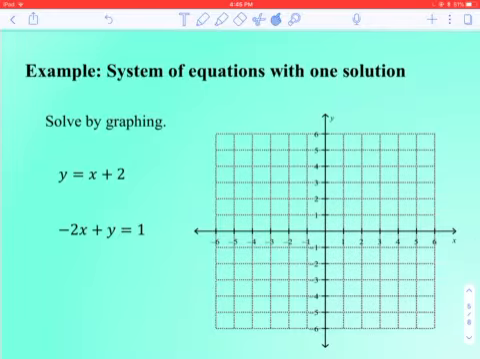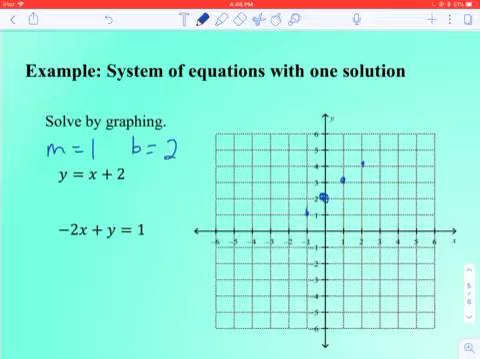This next one, we're going to have one solution. Because we have one solution, we are going to have two lines that are going to intersect. So the first one, we have m, the slope, is equal to 1. The y-intercept is 2. So I'm going to start at 2. My slope is 1, so I'm going to go up 1 over 1.